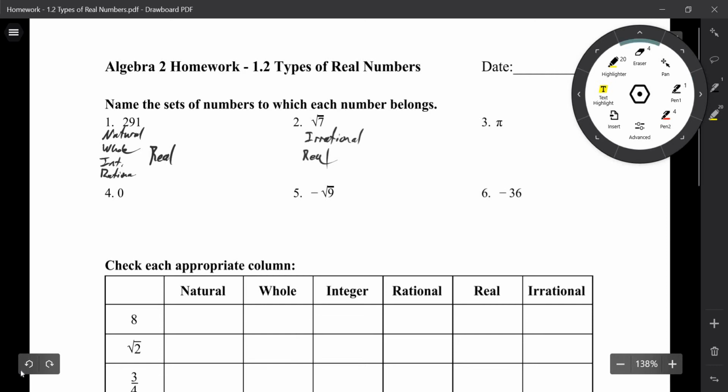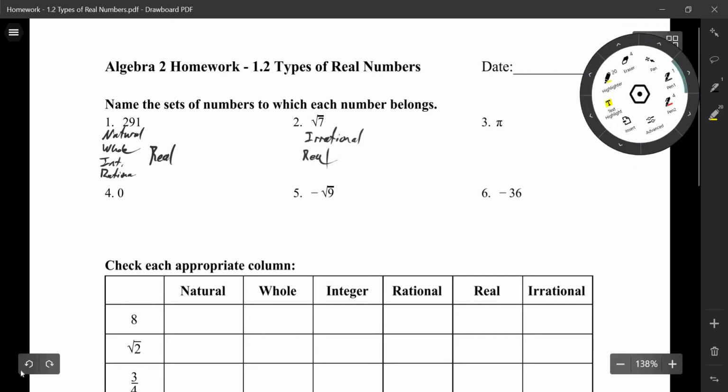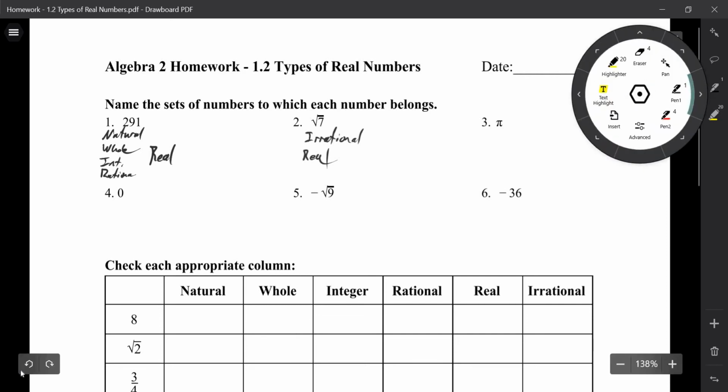And what about pi? Now, this is a pretty common example for an irrational number. It is one of those numbers that continues on for infinity. That's 3.1415, and like I mentioned in the notes, billions of decimals after that. So that is also going to be an irrational number and a real number.